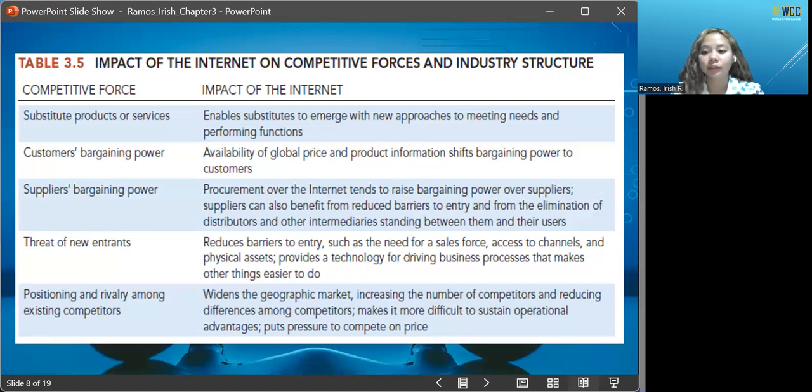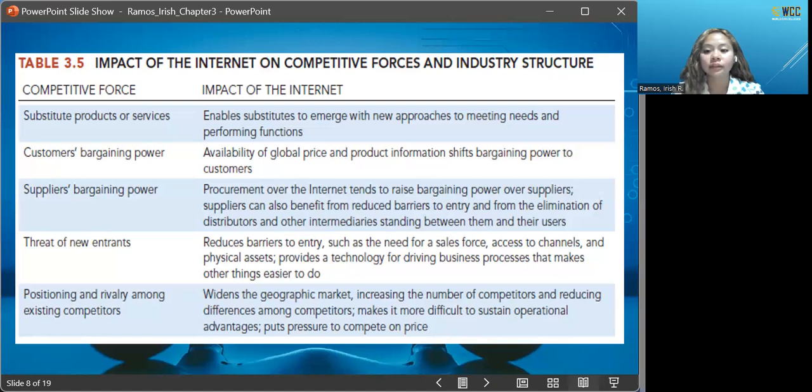For substitute products or services, the impact of the internet is that new substitutes are emerging to meet needs and perform functions. For customers' bargaining power, global price and product information shifts bargaining power to customers. For suppliers' bargaining power, procurement over the internet increases bargaining power over suppliers, reduces barriers to entry, and eliminates intermediaries between suppliers and users. Threat of new entrants.